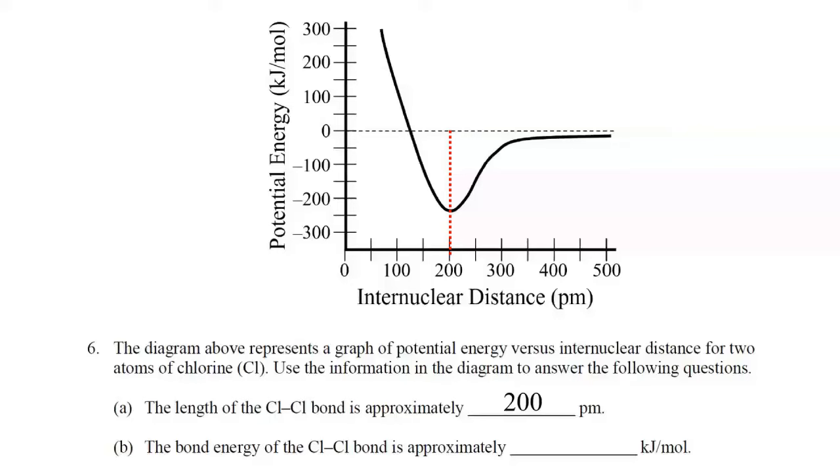And then on the y-axis, from 0 to the bottom of that little valley, that would be approximately around 240 kilojoules per mole. And I'm not going to say it's a negative number because I'm referring to the magnitude of the energy. The energy, 240 kilojoules per mole, is the energy required to break the bond or the energy released when the bond is formed.